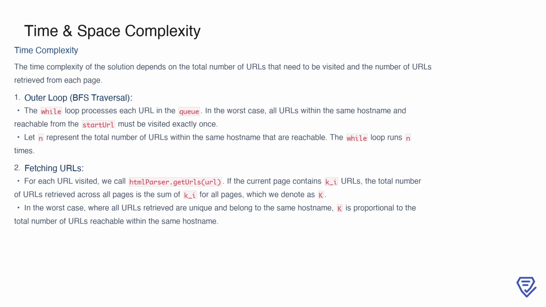Next, for each visited URL, we retrieve additional URLs using the HtmlParser.getUrls method. If a page contains k_i URLs, the sum of these across all pages is denoted as k. In the worst case, where all retrieved URLs are unique and within the same hostname, k is proportional to the total number of reachable URLs. This means the total time spent fetching URLs depends on the sum of all these individual page contributions, giving us a significant part of the time complexity.